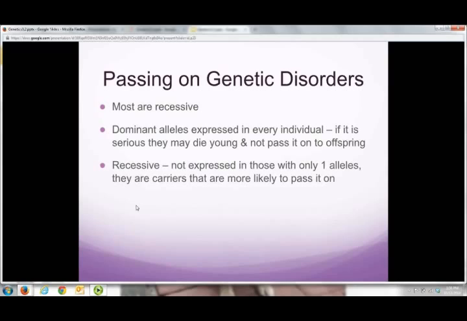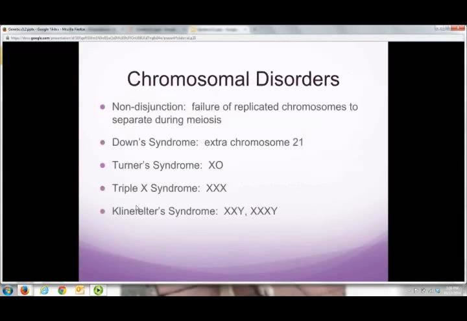When it comes to passing on genetic disorders, most of them that get passed on are recessive. The dominant alleles are expressed in every single individual. If it is serious enough, they may die young and not pass it on to their offspring. They will die in many cases before they have the chance to have offspring. With a recessive disorder, it's not expressed in those with only one allele. They end up being carriers that are more likely to pass the gene on to future generations.